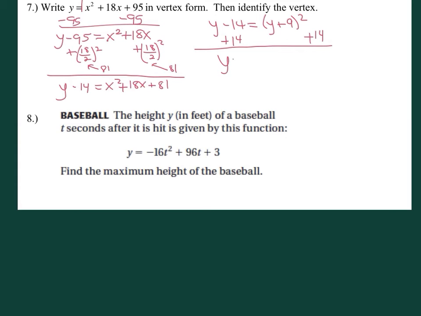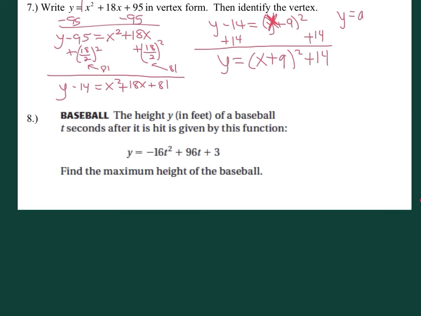So we'll have y equals, I just realized I wrote a y here. And I mean an x. It's not letting me erase it, so I'll just have to write over top. I apologize. That should say x plus 9, quantity squared. So that when I move the 14, I'll have y equals x plus 9, quantity squared, plus 14.